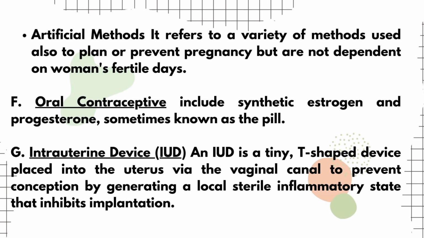So there are three different types of oral contraceptive pills. The first is the combination pill, the second is the progestin-only pill, and the last is the continuous-use pill that can be bought in the pharmacy without prescription. The second is the intrauterine device or IUD. An IUD is a tiny T-shaped device placed into the uterus via the vaginal canal to prevent conception by generating a local sterile inflammatory state that inhibits implantation.